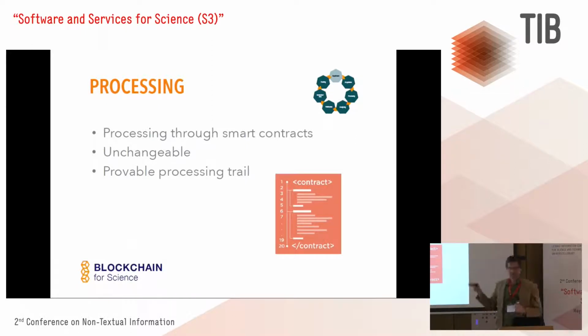So we talked a lot about computer programs. Why don't we have them run on a blockchain? This would be the equivalent to smart contracts. So we have a data processing trail that we can store on the blockchain.